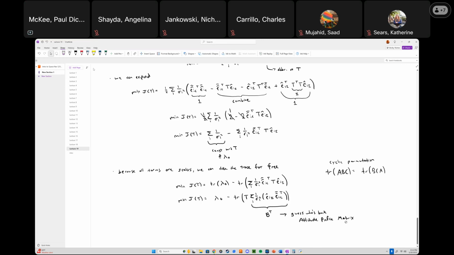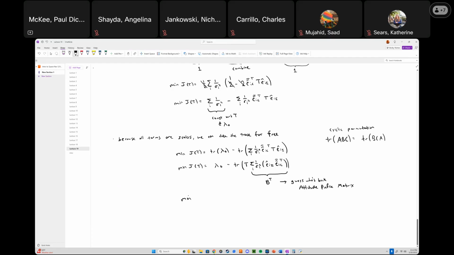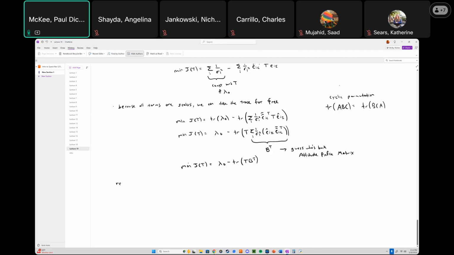Okay, so the problem just became the minimum J of T is lambda naught minus the trace of T B transpose. Okay, now it becomes quaternion o'clock. So recall that an attitude transformation matrix can be reconstructed from a quaternion using this equation from lecture 4.